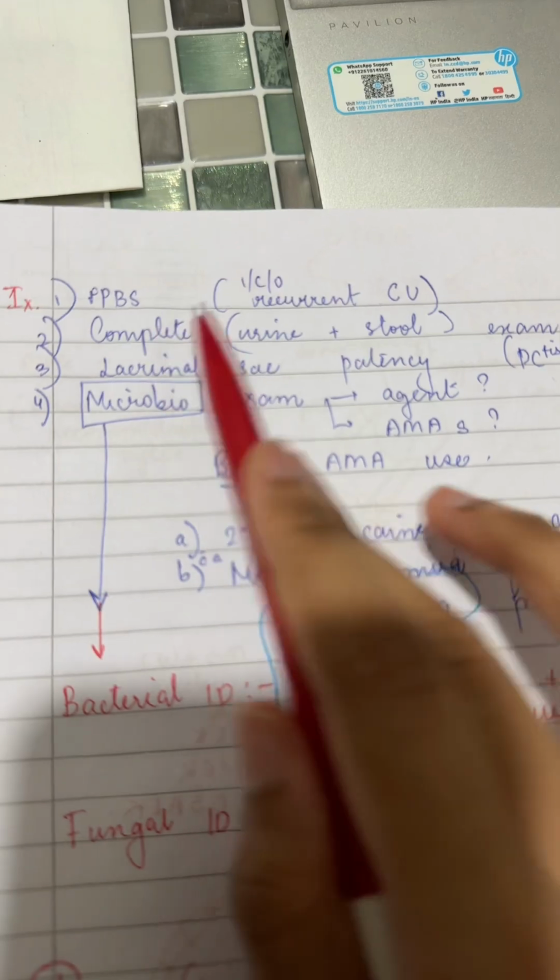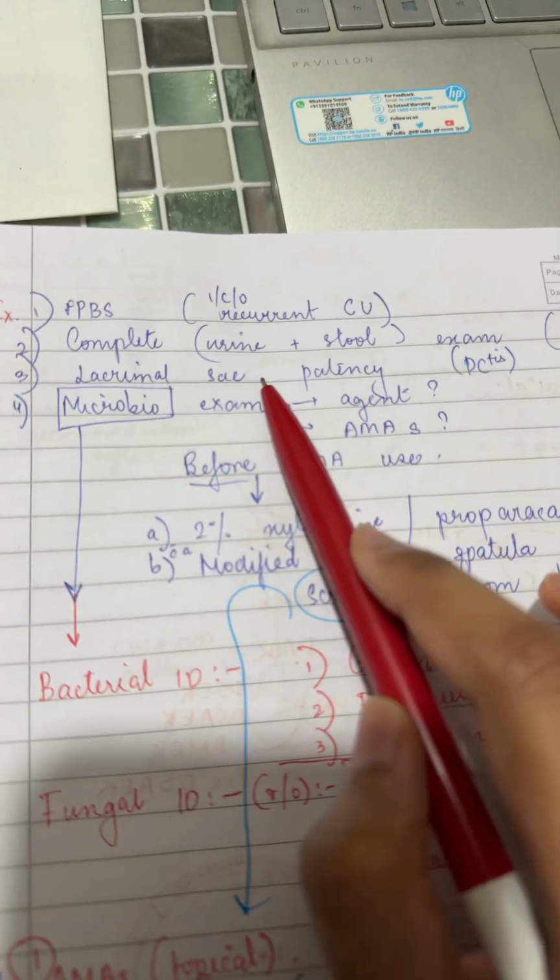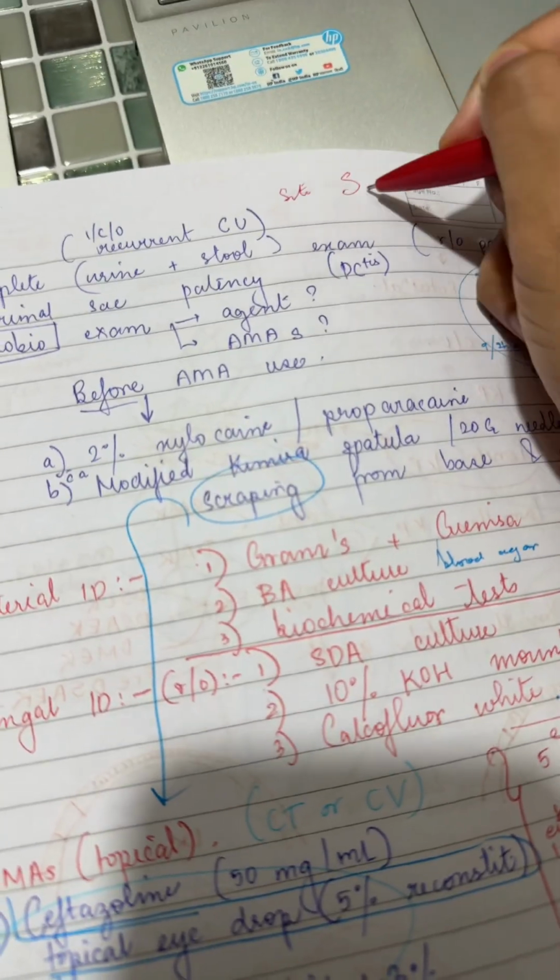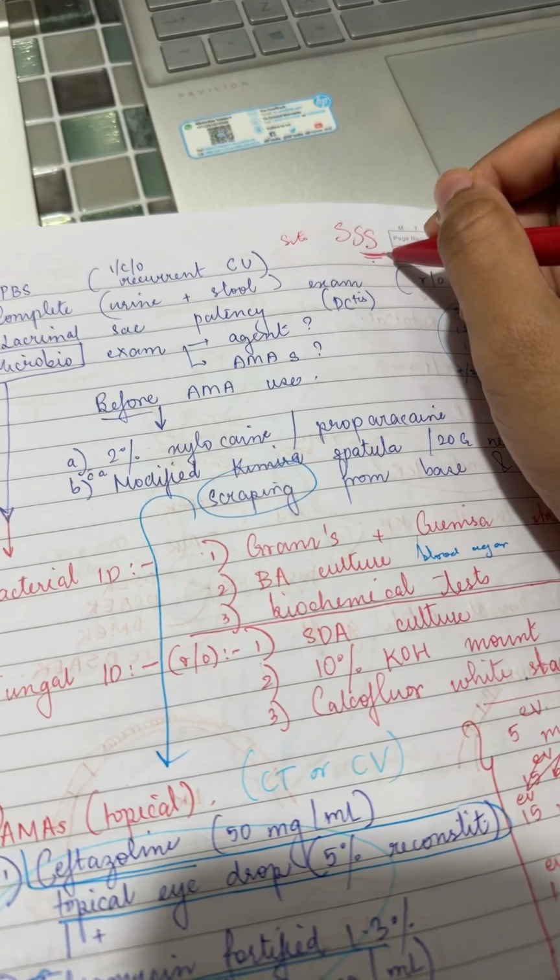You'll do a sugar and a complete urine and stool test. Along with that, you'll try to rule out dacryocystitis. You have to assess the ulcer for its site, its shape. Also scrape the ulcer and send it for culture and AST.